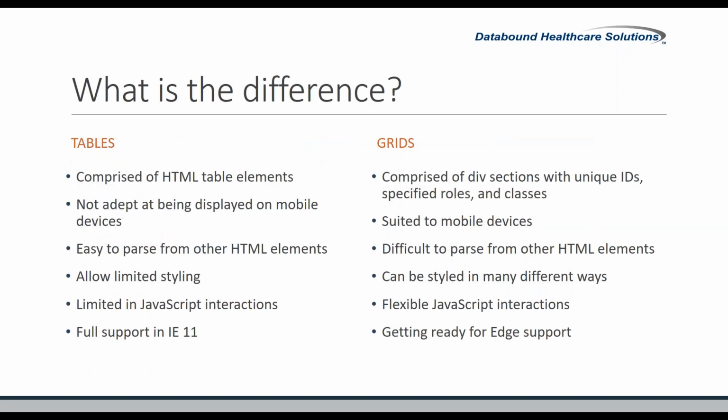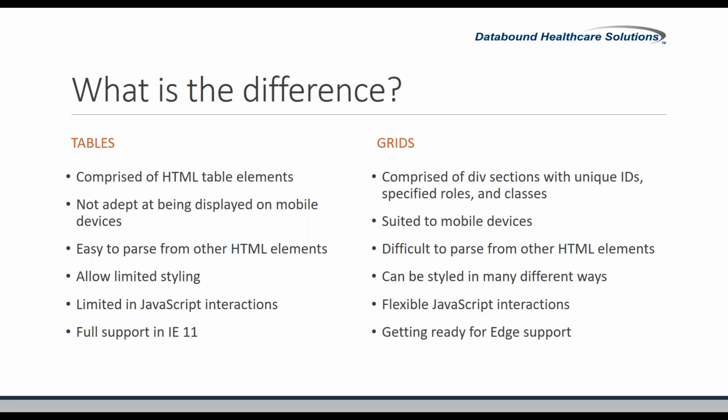So really, what are the differences? Tables versus grids. Here's a listing of some of the things we included in the presentation. Tables have other HTML elements inside of them. Grids are basically comprised of all div sections that have specific roles and classes assigned to them. Tables are not really good at being utilized on mobile devices or things that support HTML5, where grids can have that functionality.